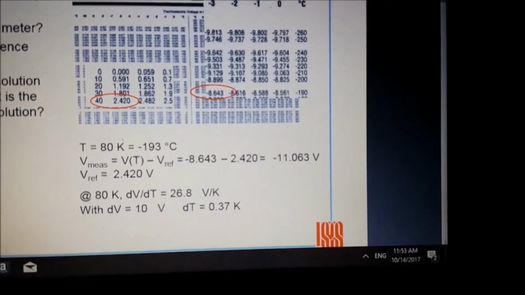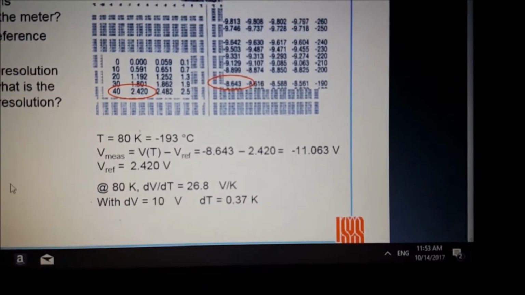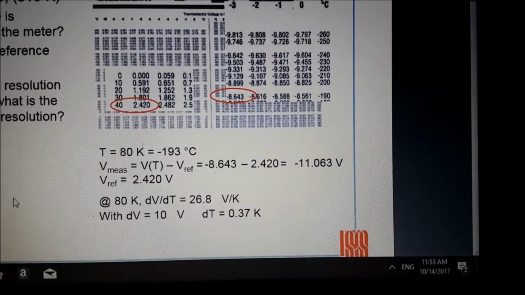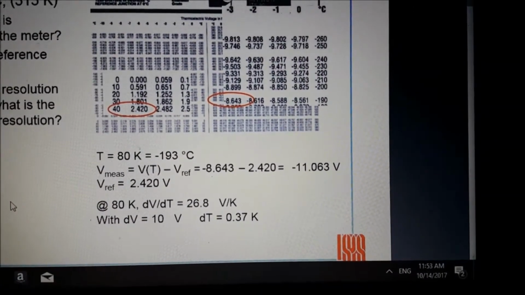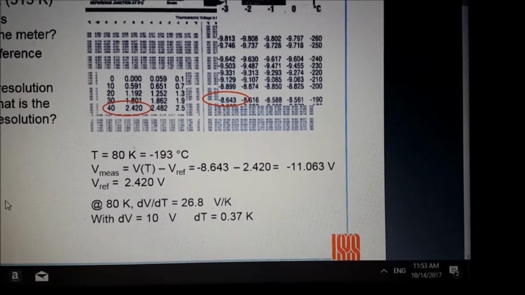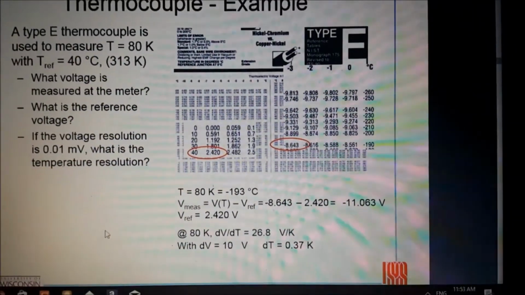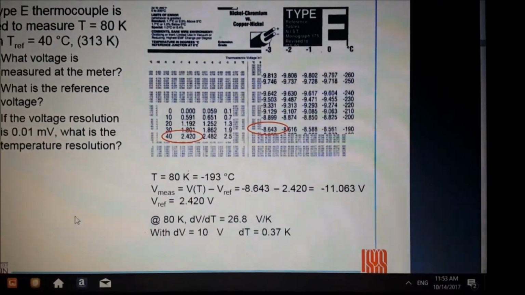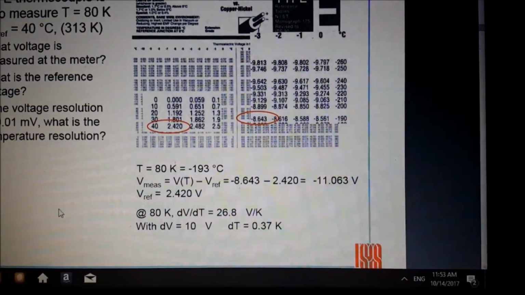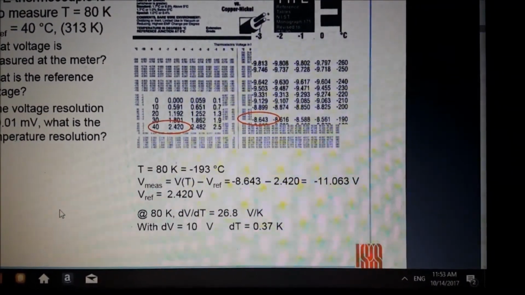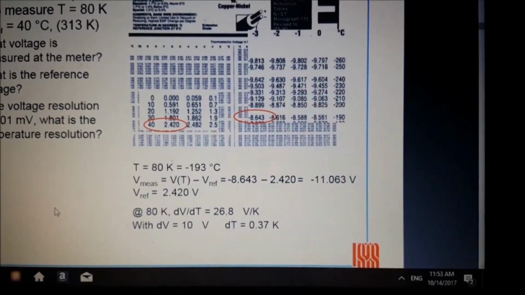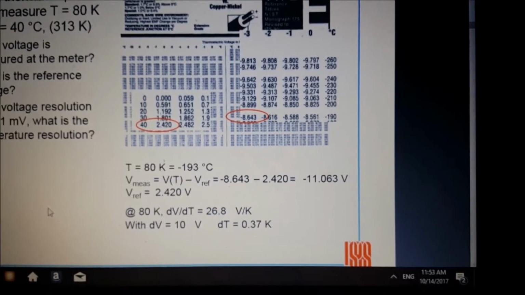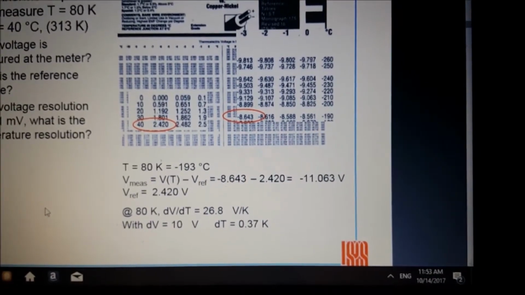Solving the measured voltage, convert muna natin yung 80 Kelvin to degrees Celsius, which will be negative 193 degrees Celsius. The formula is V measured is equal to temperature voltage minus the reference voltage. Then, it will be negative 8.643 minus 2.420 na magiging negative 11.063 volts.